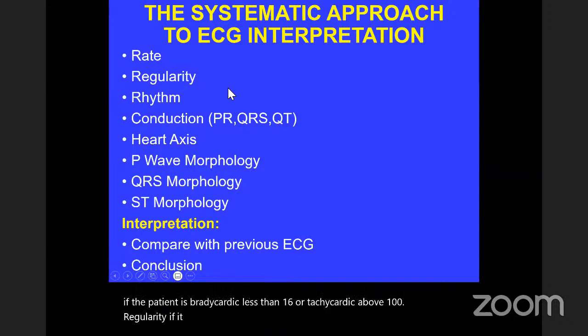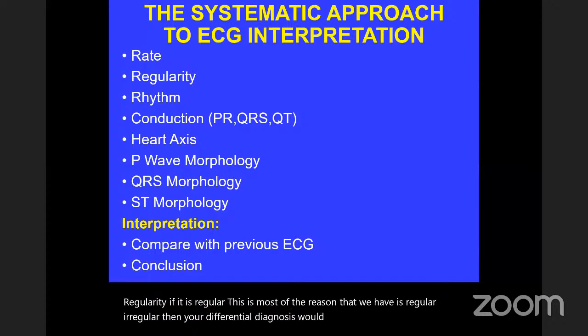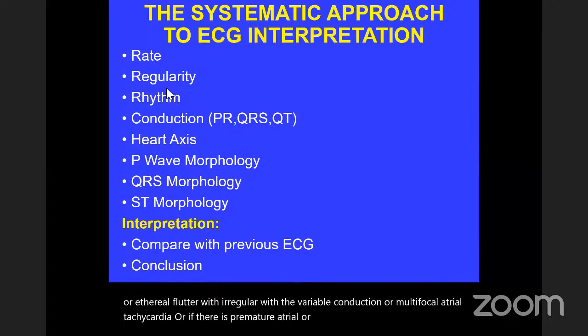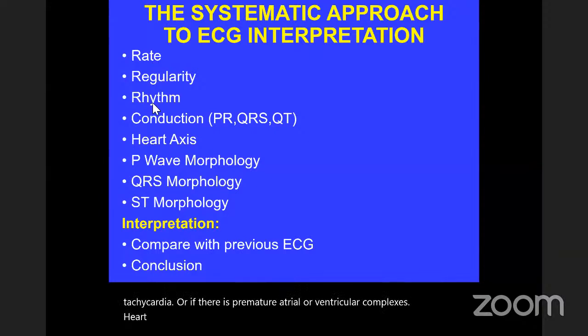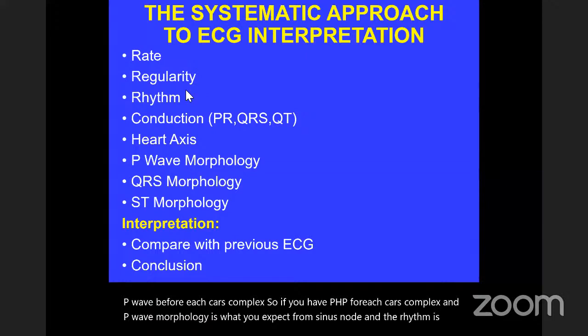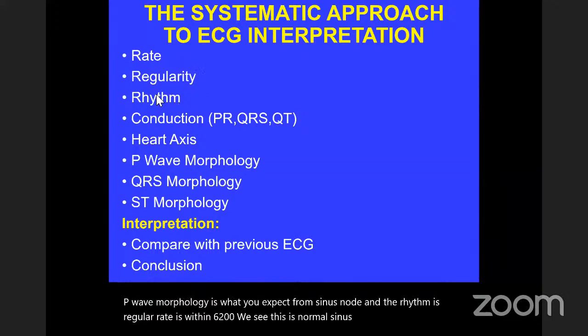Regularity: most of the rhythms that we have are regular. If irregular, then your differential diagnosis would be to look for atrial fibrillation, or atrial flutter with variable conduction, or multifocal atrial tachycardia, or if there are premature atrial or ventricular complexes. Heart rhythm is determined by the rate, regularity, and the absence or presence of a P wave before each QRS complex. So if you have a P wave before each QRS complex, and the P wave morphology is what you expect from the sinus node, and the rhythm is regular, and the rate is within 60 to 100, we say this is normal sinus rhythm. If not, then we determine the rhythm based on the rate, regularity, and other parameters.